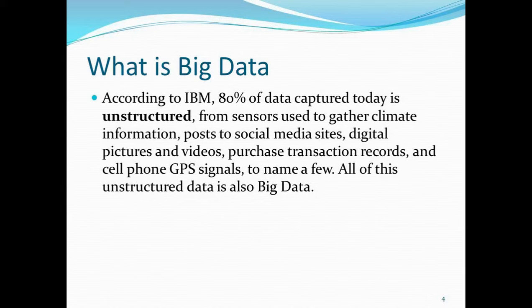The next category is unstructured. The paragraph you are seeing on your screen is unstructured data. Whatever we tweet, whatever we post on social media, you can't put any structure on top of that. That's unstructured data. This unstructured data is captured from sensors used to gather climate information, posts to social media, digital pictures, videos, purchase transaction records, cell phone GPS signals and many more.